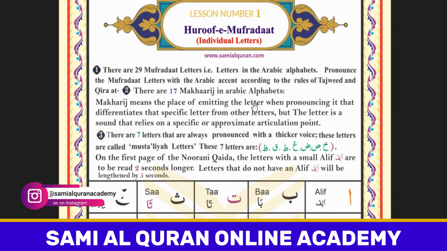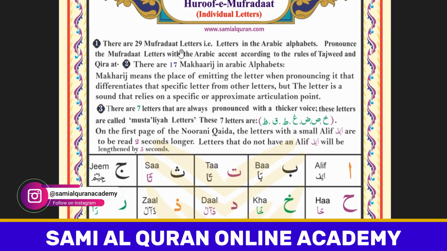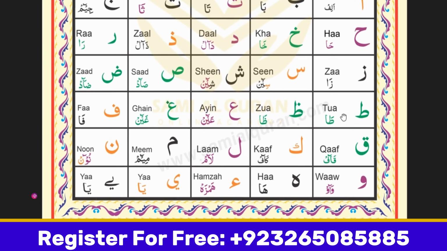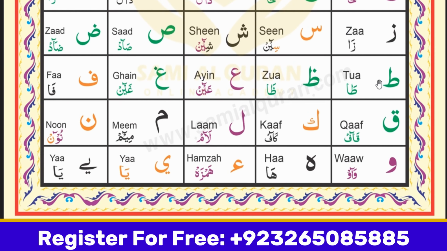So there are 29 Arabic alphabets and today we will start from Ta. Let's start.